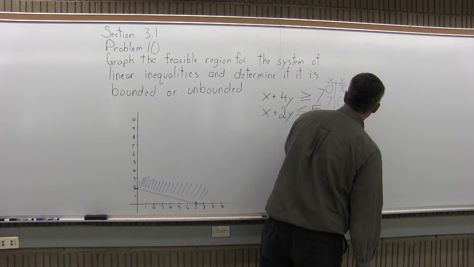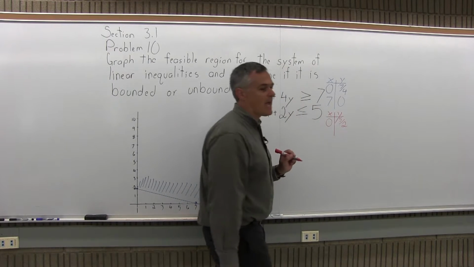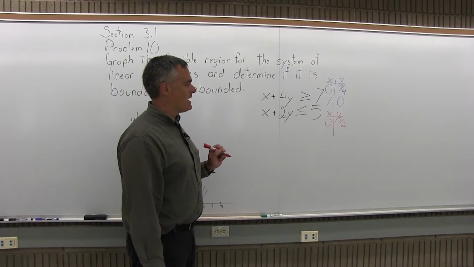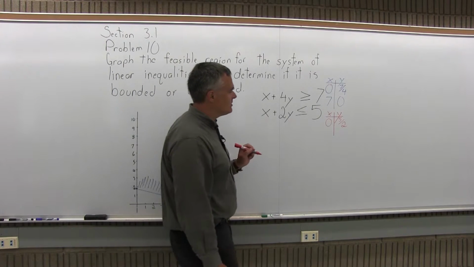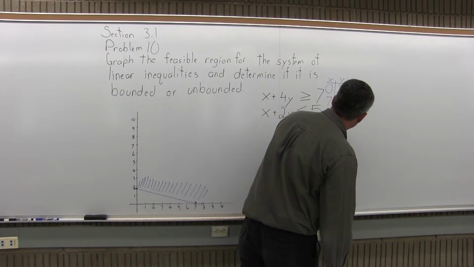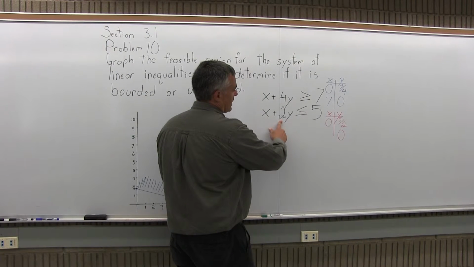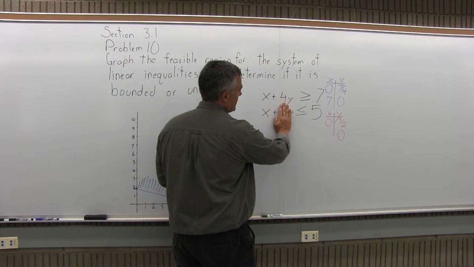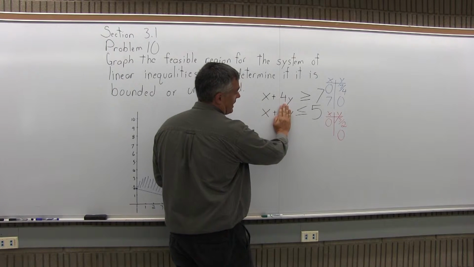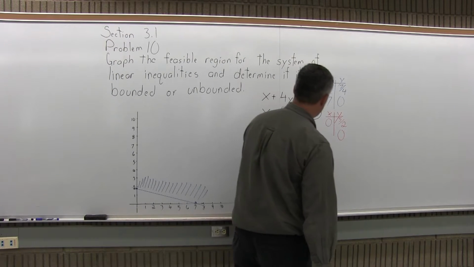Again, I have a fraction. That's OK. 5 halves is 2.5. And again, you can estimate that by eye. Don't let the fraction bother you. And now for a second point, I'll let the y be 0. So where I have 2 times y, it becomes 2 times 0. That's going to go away. And I solve x equals 5. Well, that's very easy. Just x equals 5.